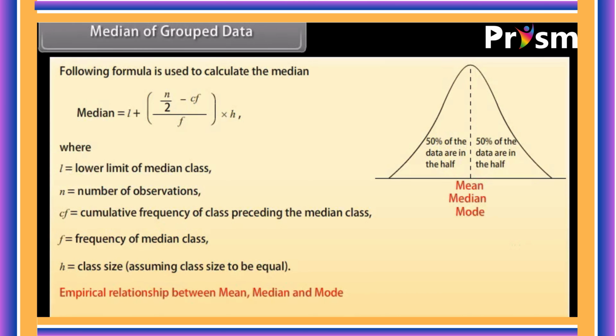Empirical relationship between mean, median and mode: 3 median is equal to mode plus 2 mean.